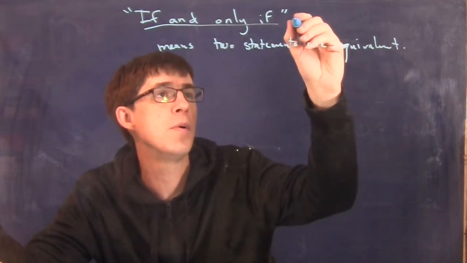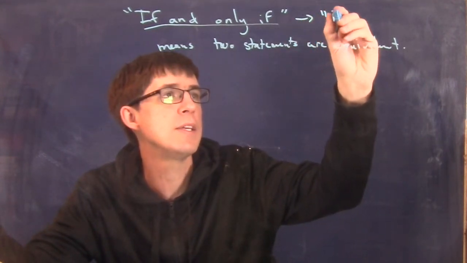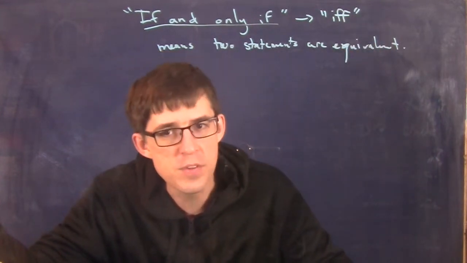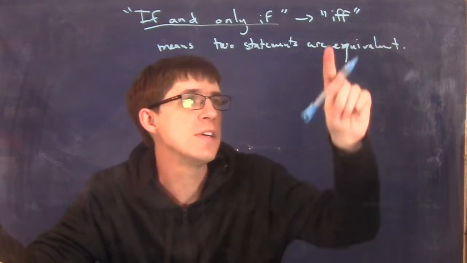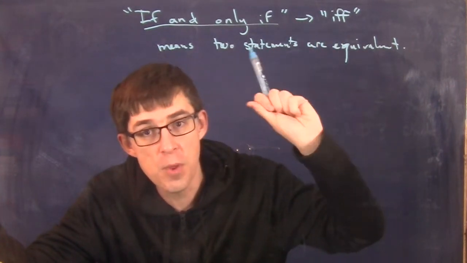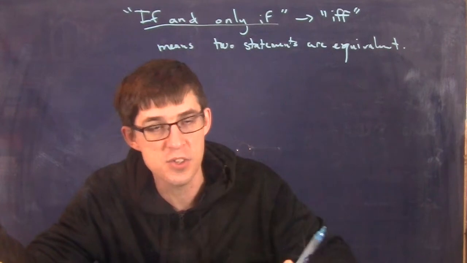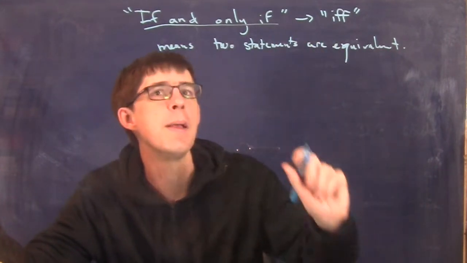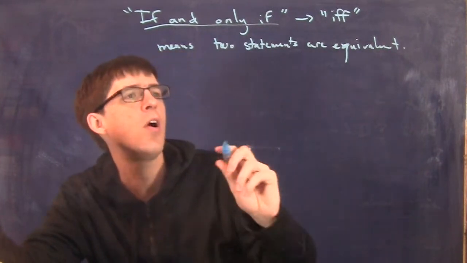You've probably seen this in other math classes. People generally write "iff", with two F's, just so you don't have to write the whole thing out. When you see this, if with two F's, it means if and only if, and this is different from the word "if." They have different logical meanings. This is stronger than the word "if." It means two statements are equivalent.